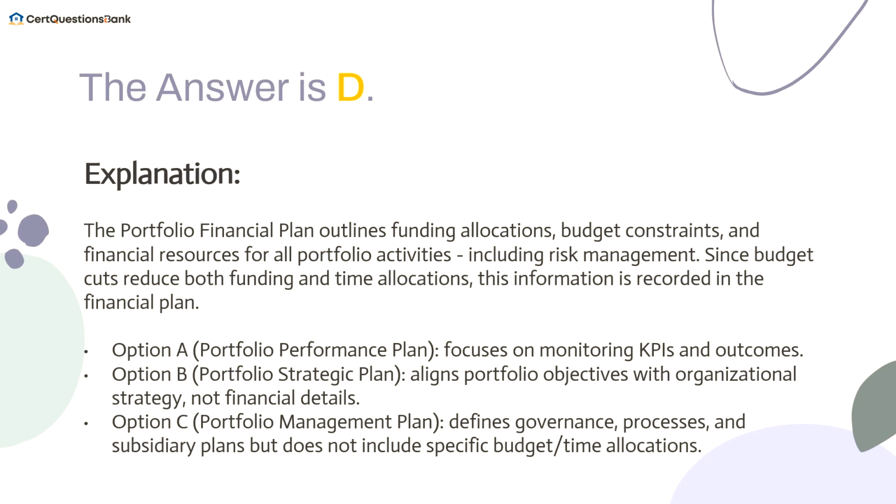The answer is D. The Portfolio Financial Plan outlines funding allocations, budget constraints, and financial resources for all portfolio activities, including risk management. Since budget cuts reduce both funding and time allocations, this information is recorded in the financial plan. Option A, Portfolio Performance Plan, focuses on monitoring KPIs and outcomes. Option B, Portfolio Strategic Plan, aligns portfolio objectives with organizational strategy, not financial details. Option C, Portfolio Management Plan, defines governance, processes, and subsidiary plans but does not include specific budget, time allocations.